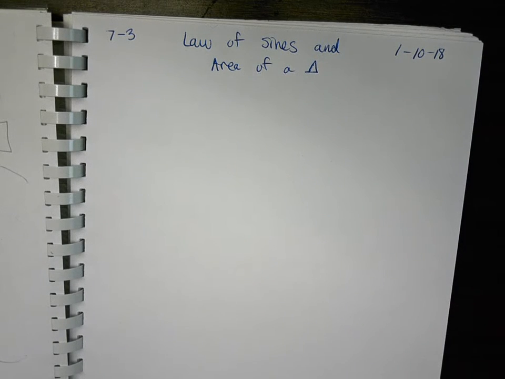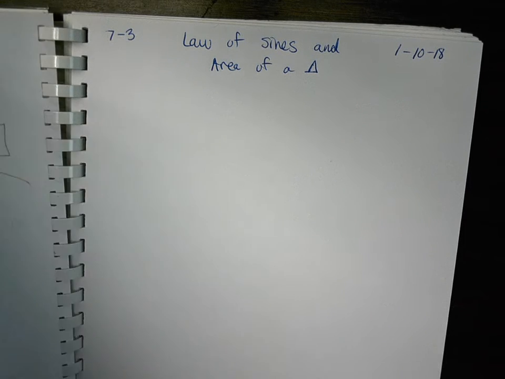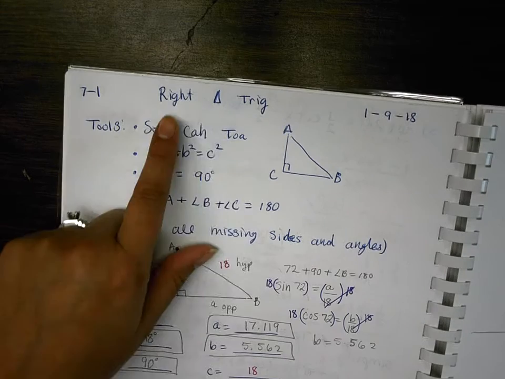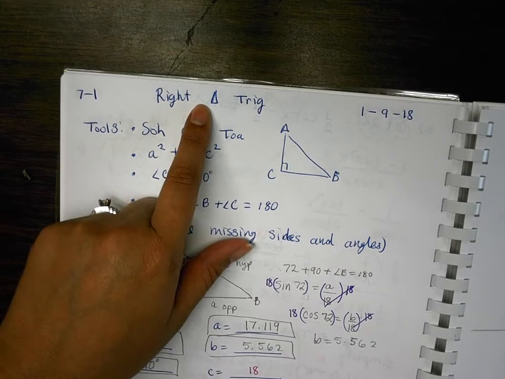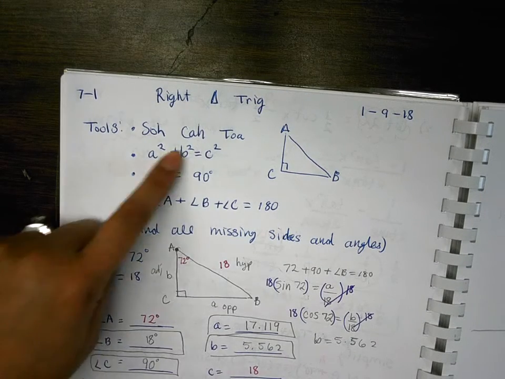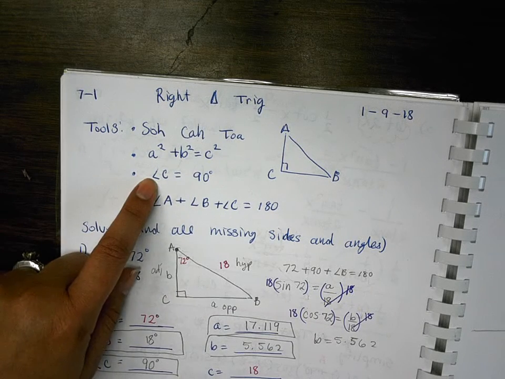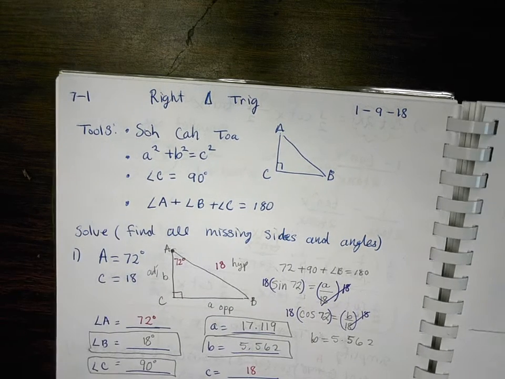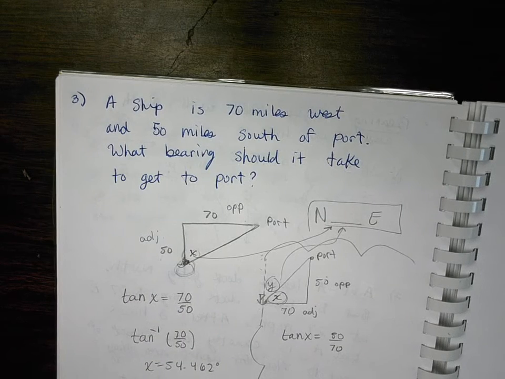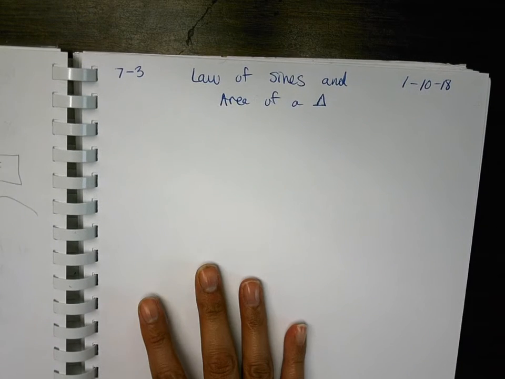All right, law of sines and area of a triangle. Notice that we didn't say anything here about a right triangle, so we are no longer having to deal with right triangles. Those tools that we had yesterday were only tools that we used on right triangle type problems. Notice the title yesterday was right triangle trig. So these tools here are used for what special type of triangles? Right triangles. This new law that we're learning today, law of sines, can be used on any triangle.